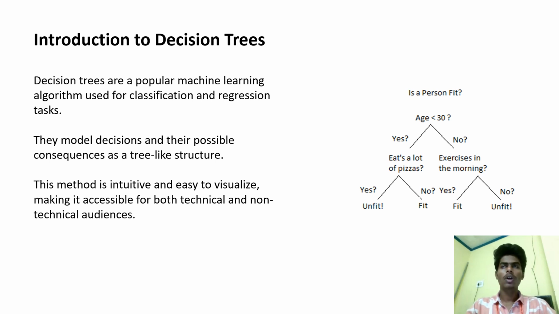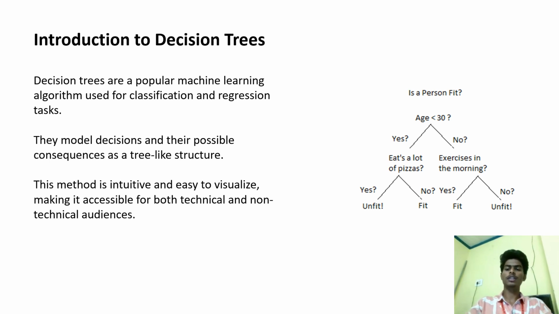I will say one thing: artificial intelligence is based upon human intelligence. If humans take their own decisions, then we have to put decision making into AI also. So by using these decision trees, we will make them decide by themselves. They model decisions and their possible consequences as a tree-like structure. This method is intuitive and easy to visualize, making it accessible for both technical and non-technical audiences.